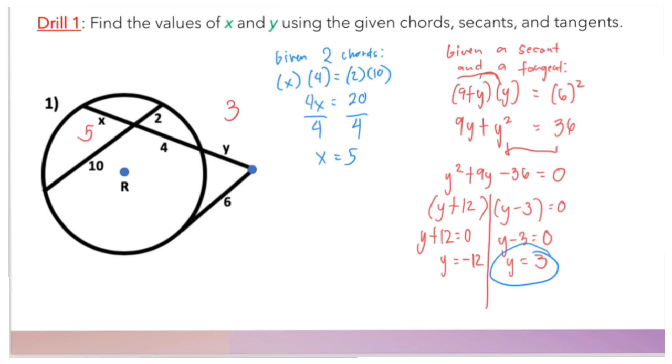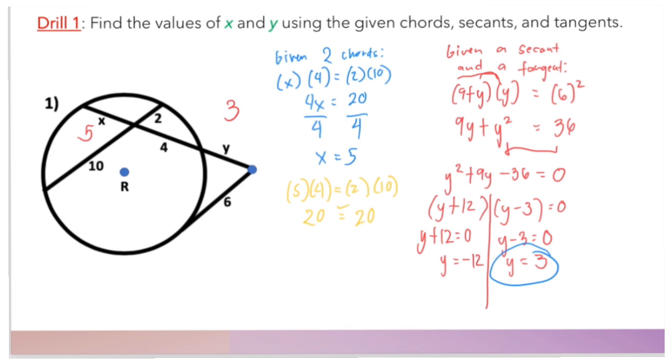So let's see if this will be correct. Given two chords earlier, this will be as simple as 5 times 4 should be equal to 2 times 10. The answer here is 20 is equal to 20, which is correct.